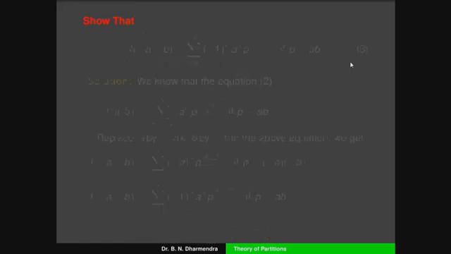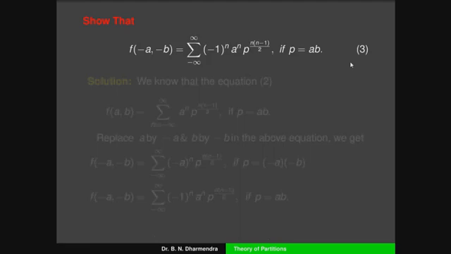And the next one is very, very simple. We are using the previous one. So f of minus a comma minus b is equal to summation n running from minus infinity to plus infinity, minus 1 to the power of n into a to the power of n into p to the power of n into n minus 1 by 2, if p is equal to ab. We know the last result, that is f of a comma b is equal to summation n running from minus infinity to plus infinity, a to the power of n into p to the power of n into n minus 1 by 2.